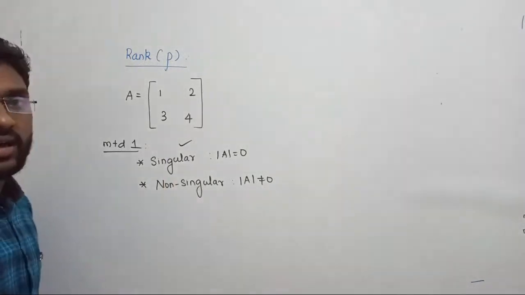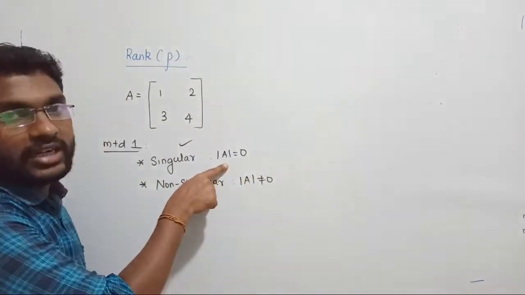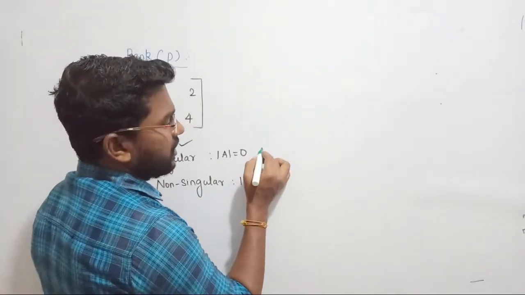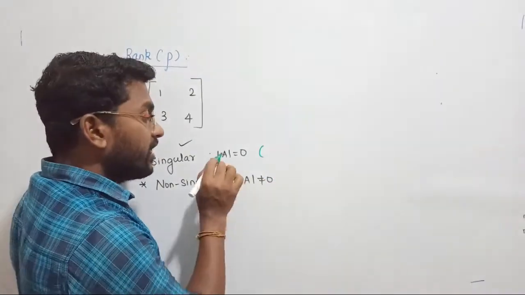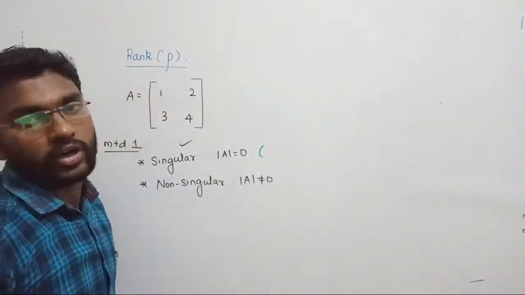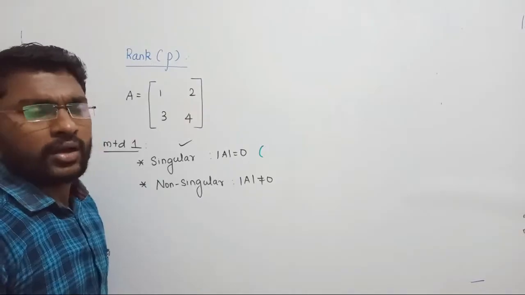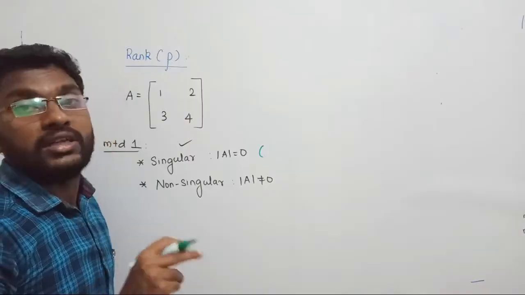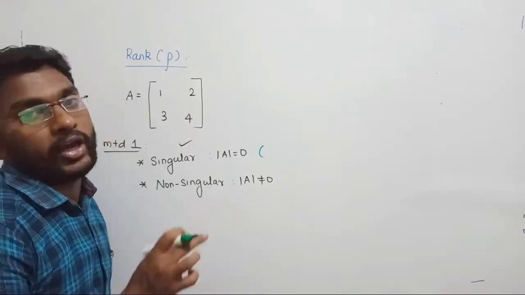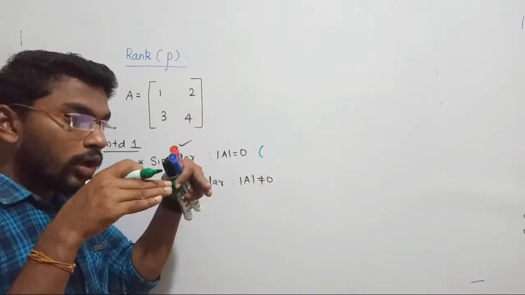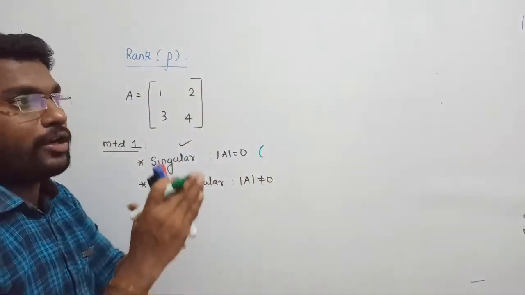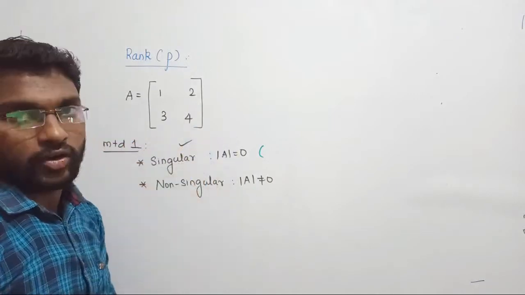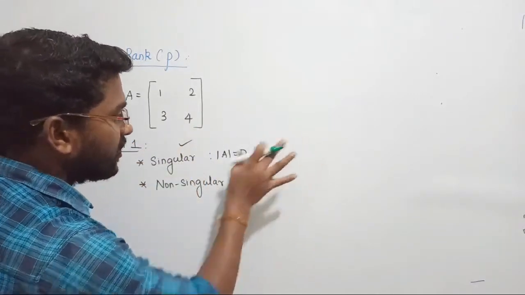For singularity and non-singularity, definitely we should go with the determinant of the matrix. I told you the determinant can be found only for a square matrix. Suppose I have a non-square, that is rectangular, matrix. Then we can find the determinant, but only for sub-squares. Within the rectangular matrix, you choose square portions like 2 cross 2 or 3 cross 3, select them specifically, and find out the rank of the matrix. Clear? Let us proceed with this.